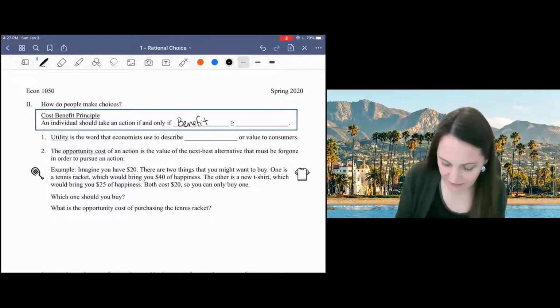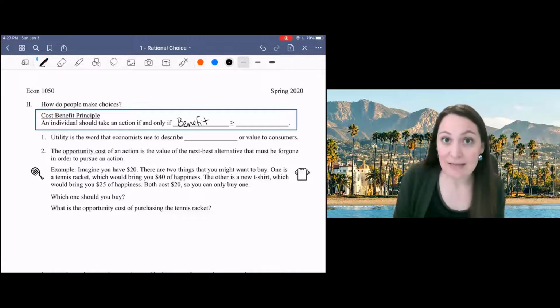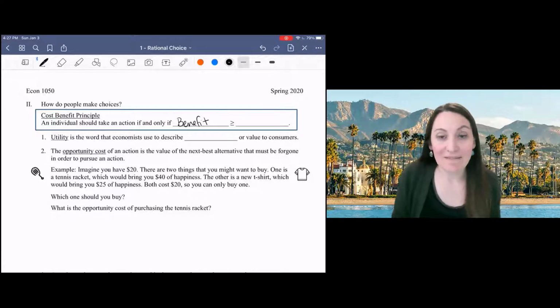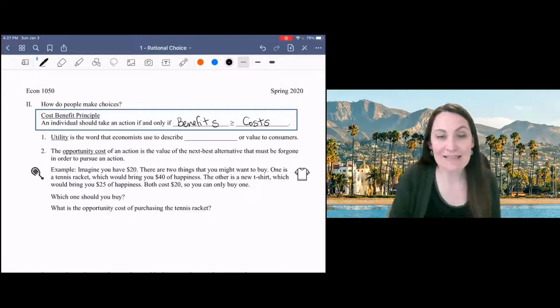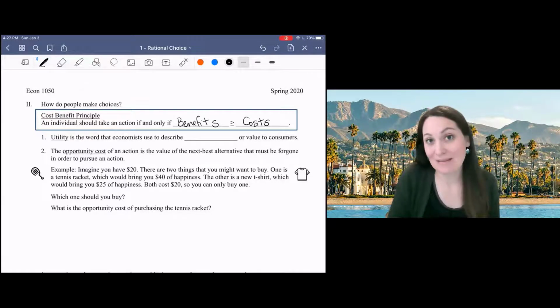And for the sake of simplicity, we say that if the benefits and the costs are equal, we'll go ahead and take the action. So we'll take an action if and only if the benefits are at least as great as the costs. Okay, that's simple. That is literally the foundation of everything we will do this semester, and it won't always be that simple.